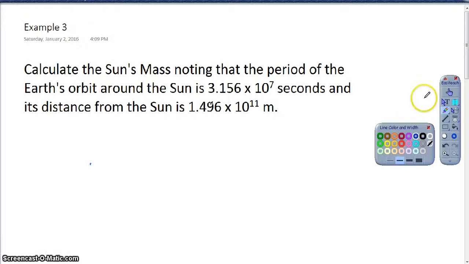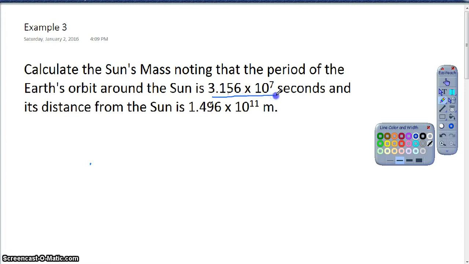Okay, so wrapping up example page 6.3 here, which is a couple more examples. So example 3 and example 4. And example 3 again, we're going to calculate the sun's mass, noting the period of the Earth's rotation around the sun is this many seconds, and the distance from the sun is that distance. Again, this is a prime example of we're actually going to assume that the Earth is following a circular orbit unless they tell me otherwise.